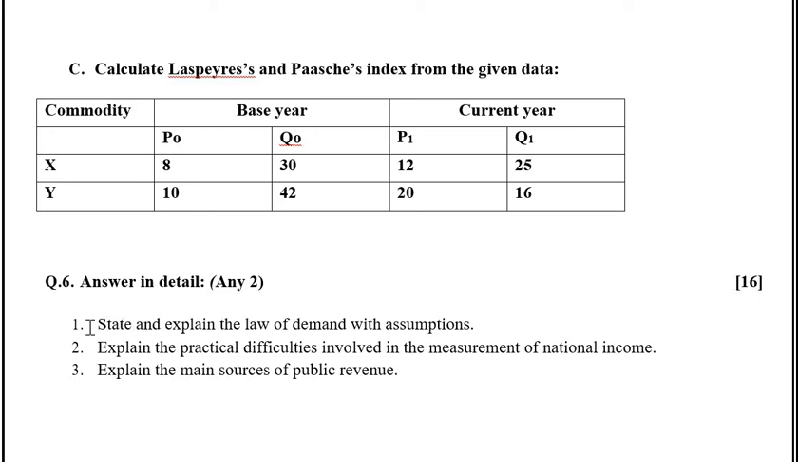I'll read out the questions. I hope you are continuing with solving the paper. Question number 6, answer in detail any 2. State and explain the law of demand with assumptions. Second, explain the practical difficulties involved in the measurement of national income. Third, explain the main sources of public revenue.